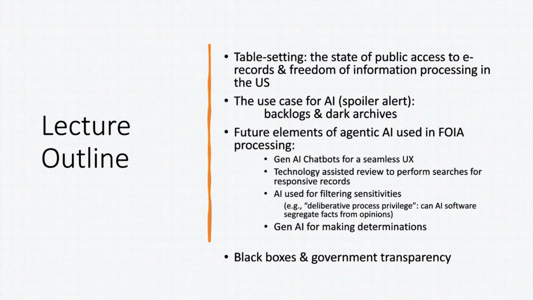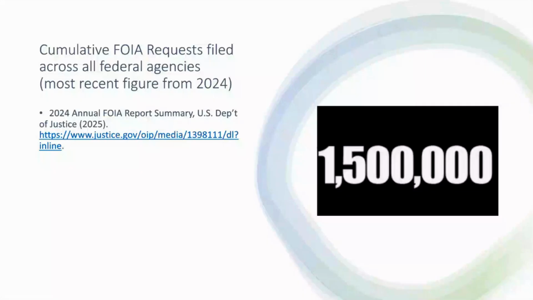I want to do a little table setting for public access in the US and talk about the problems. And then it will be obvious that there's a use case for AI, and it's all about backlogs and dark archives. And then I want to talk about agentic AI and some thoughts that some of us have been having about a seamless public access process using elements of AI. And I'll talk a little bit about those and then maybe about black boxes. I have about 800 slides and 2 hours worth of talk, so I probably will not get through it all, or I'll have to skip at the end and you'll have to just bear with me.